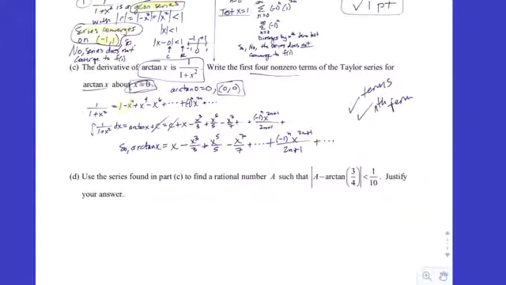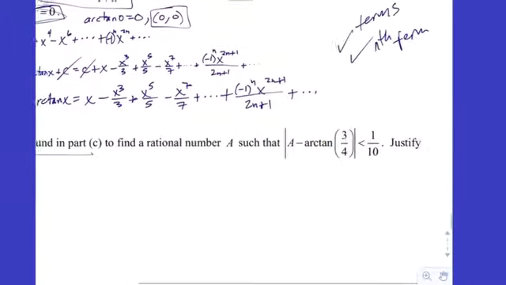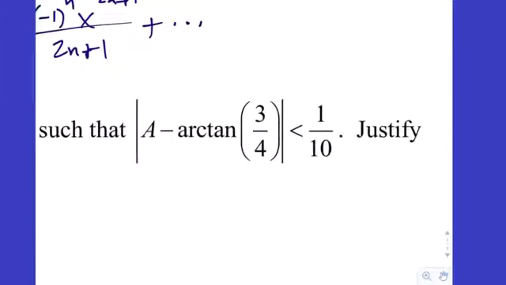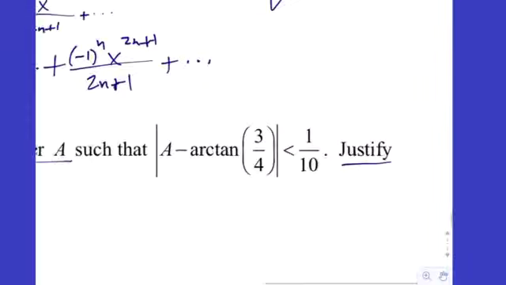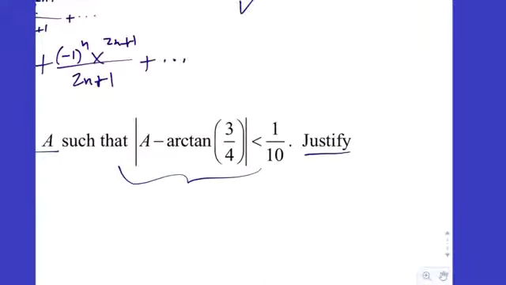All right, so in this case, the last part was worth 3 points. The last part, when it deals with error, a lot of times is only worth a single point. But in this case, they assigned it 3 points. Now let's read about it. This is a segue into the next section. Use the series found above in part C to find a rational number, so it's not irrational, A, such that the absolute value of the difference between A and arctangent of 3/4 is less than 1/10. Justify your answer. Okay? So what do we call this? If we take some value and we subtract it from arctangent of 3/4, which would be the actual value of arctangent at 3/4, it's the error.